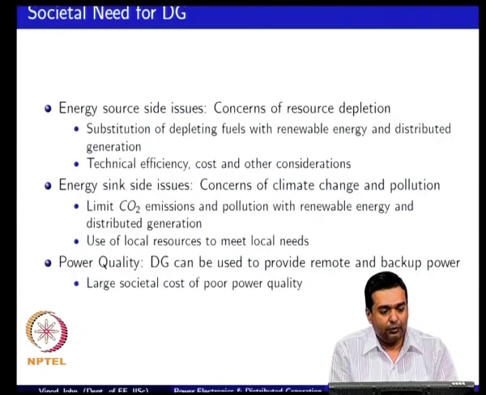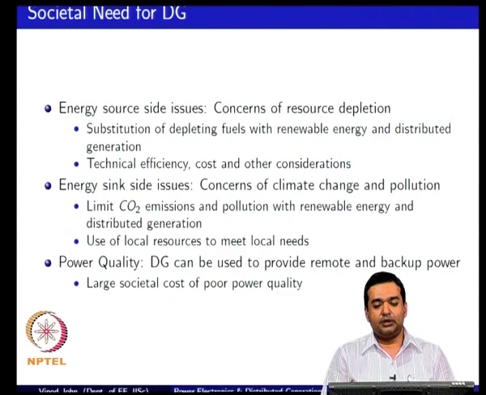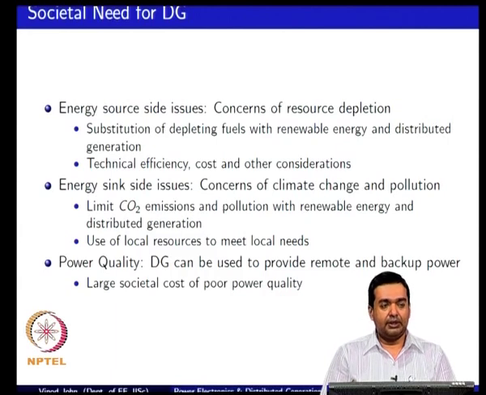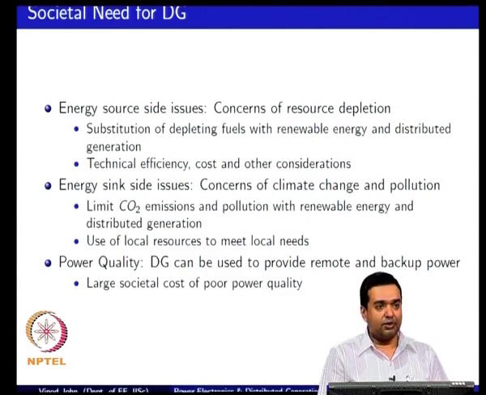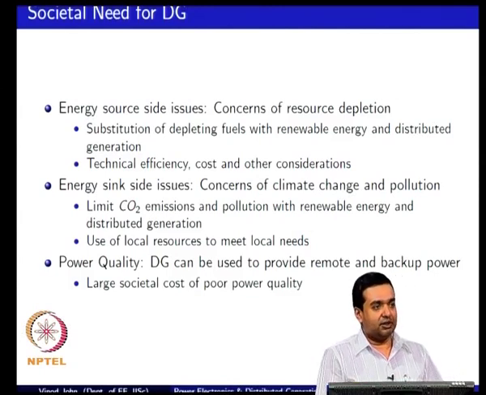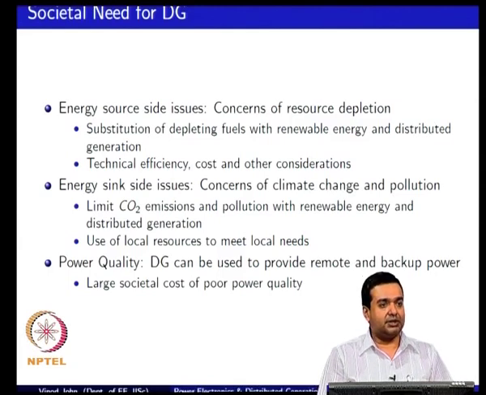So, if you look at the societal needs for distributed generation, there are many issues which make energy a pressing topic. It is an issue from the source side, where you have concerns of resource depletion, and you have concerns from the sink side after you make use of the energy. How do you deal with things like carbon dioxide, which is essentially addressing climate change issues. You also have issues of power quality. Is there energy at all in the first place? There is a very big societal cost of poor power quality, or lack of electricity being available is actually a big cost.